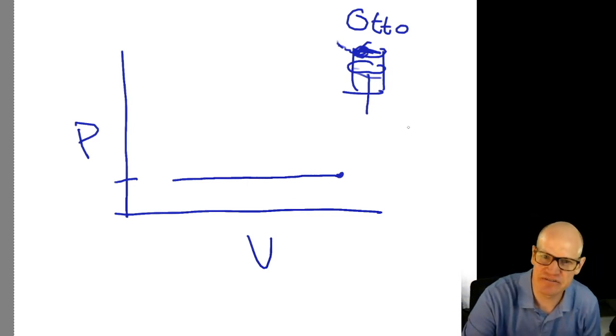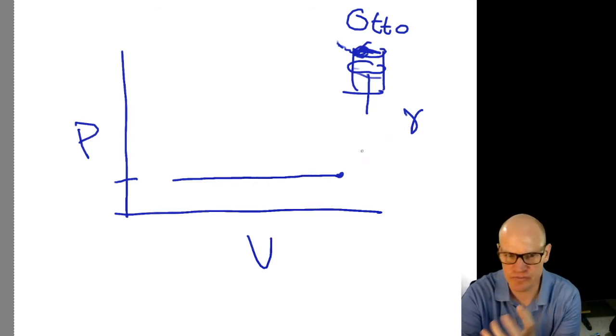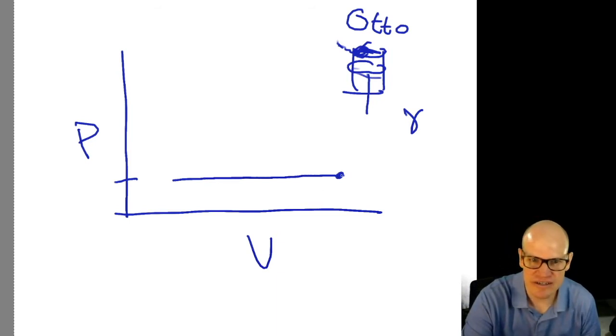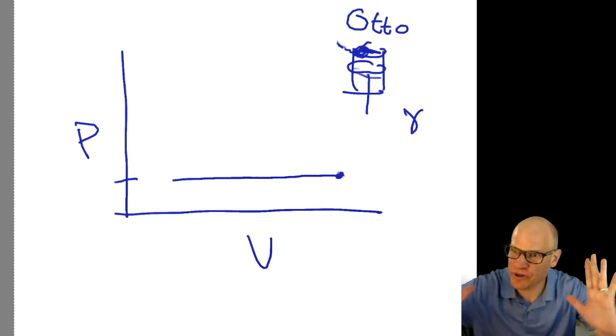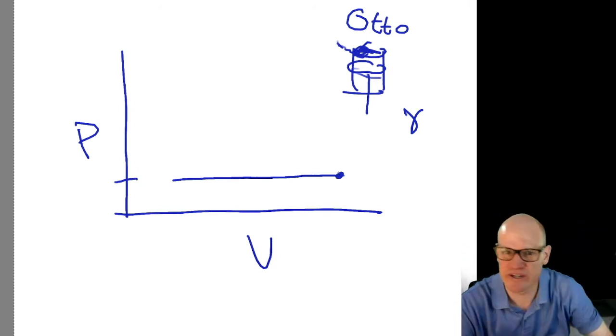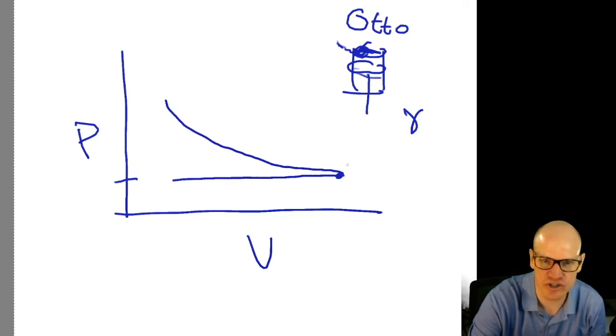You're going to take that gas. That gas is going to have some adiabatic coefficient, which is the ratio of the heat capacity at constant pressure to the heat capacity at constant volume, which is going to give you the curve that it's going to follow as the gas gets compressed. So now you're going to take that gas and squeeze it, and raise the pressure.